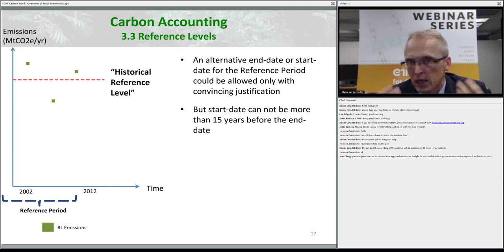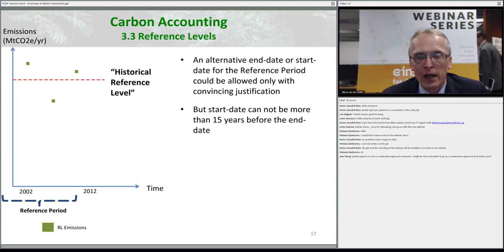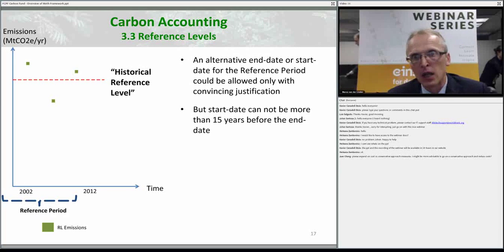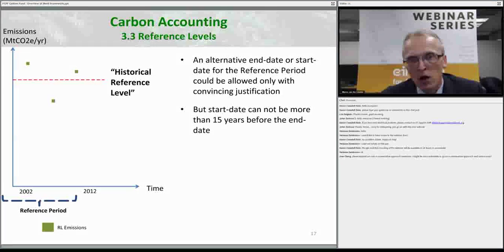So that's allowed. You can move that reference period around a little bit, but the reference period itself cannot be more than 15 years. And again, the end date of the reference period should be as close to 2013 as possible. If you go too far back, it will be hard to justify that. So that's something to keep in mind. Annual average historic emissions over a period of, let's say, roughly 2000 to 2012.